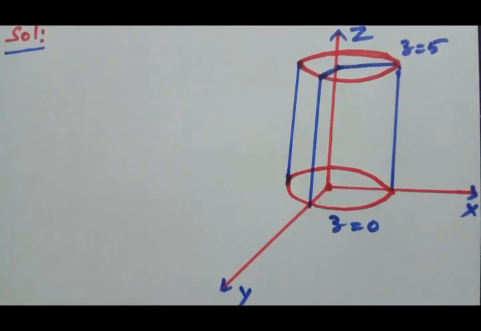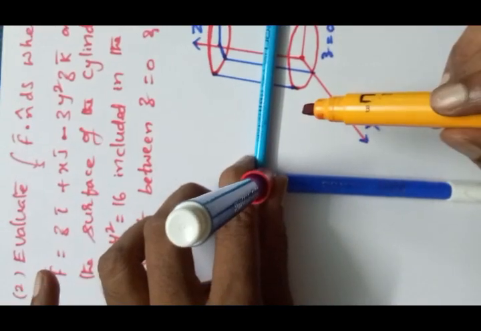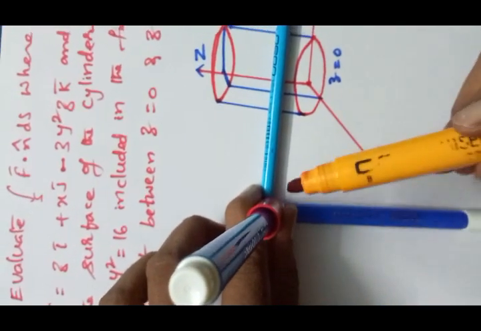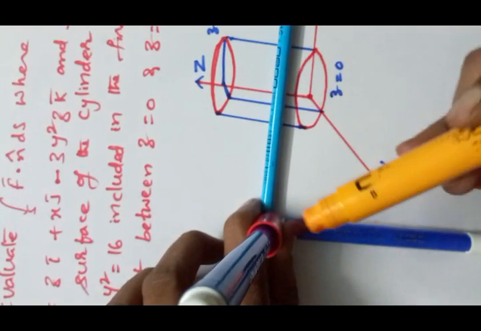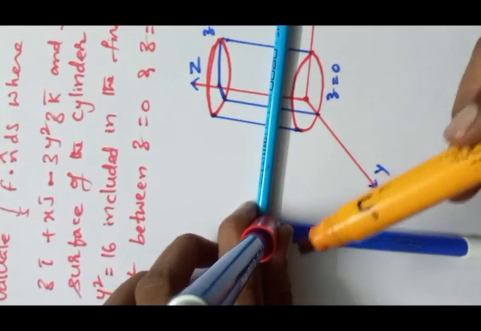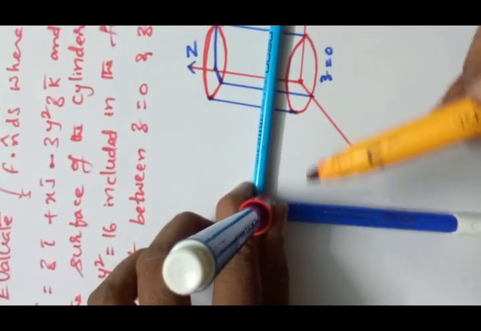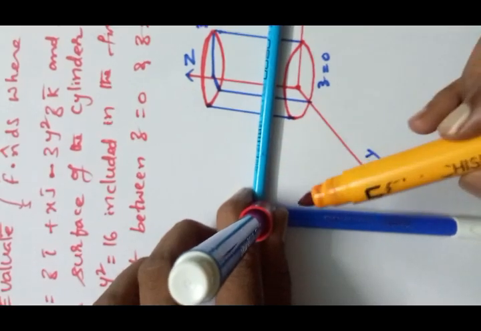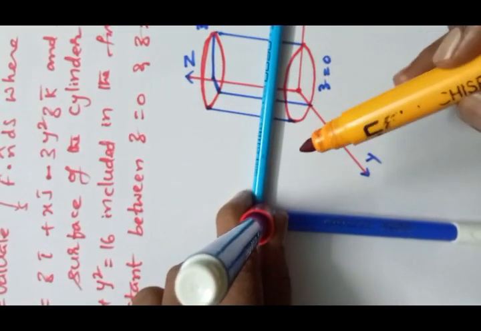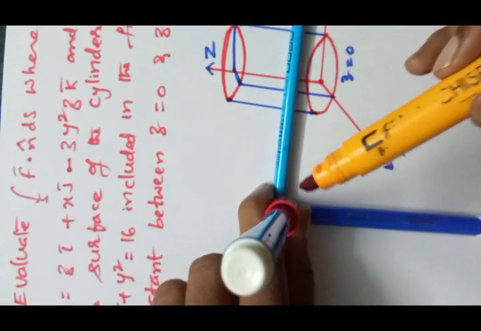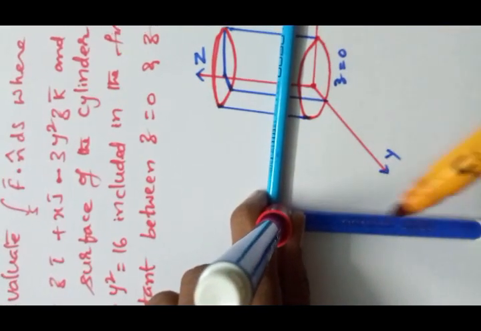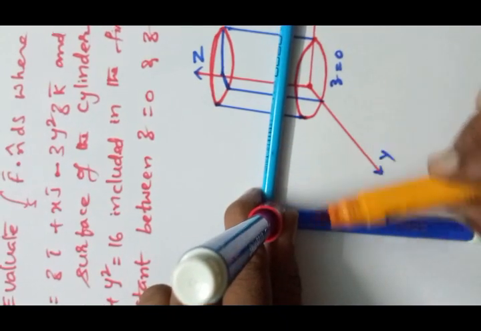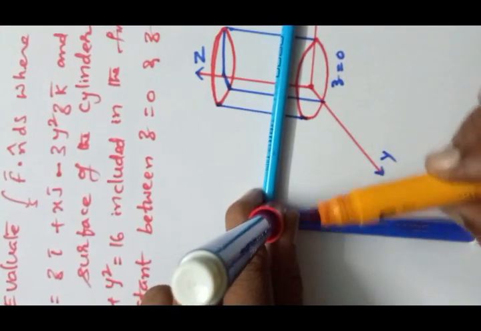I can also show in another way. This is x-axis, this is y-axis, this is z-axis. Now this is the cylinder. So positive x-axis, positive y-axis, positive z-axis. Here z is equal to 0, here z is equal to 5. So we are taking this part of the cylinder which lies in three-dimensional space, in the first octant between z equal to 0 and z equal to 5. Therefore this is the part of the cylinder we are taking as the surface of our integration.